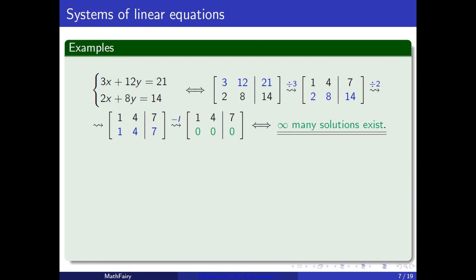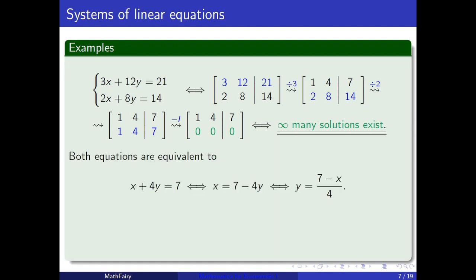This would mean that we have only one equation. The second equation doesn't add any new information to the system, meaning that we would have infinitely many solutions in this case. So both of these equations that we started with would be equivalent to x plus 4y equals 7. So we can specify either x or y to be whatever we want and therefore calculate what the other variable would be.